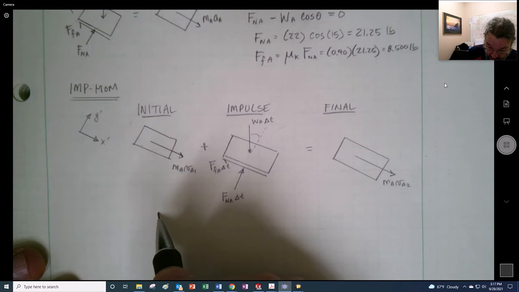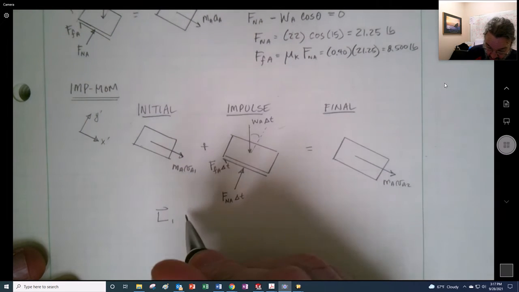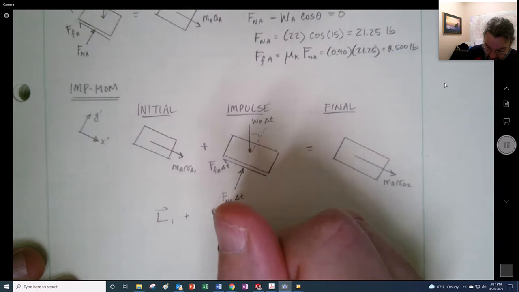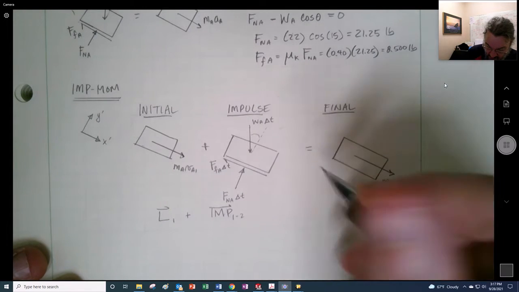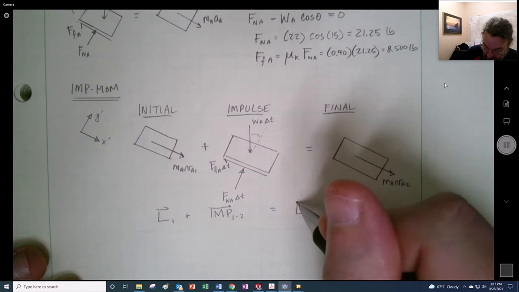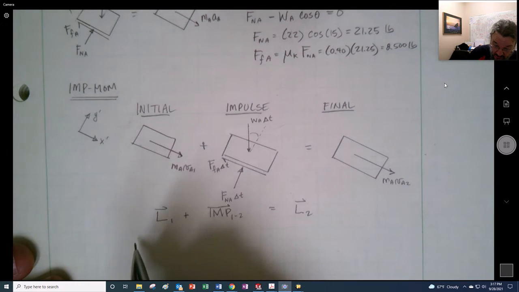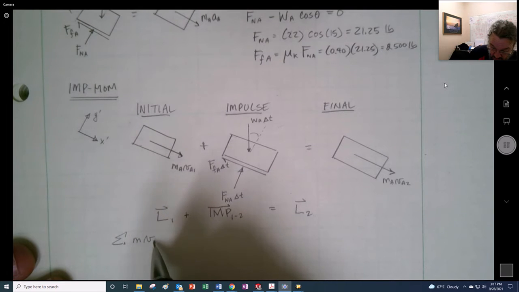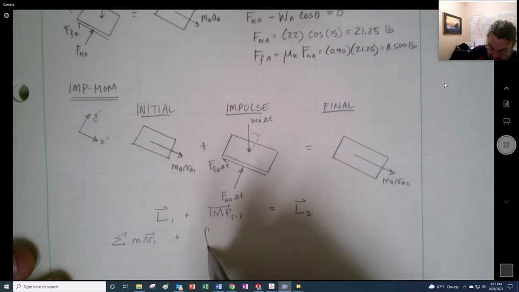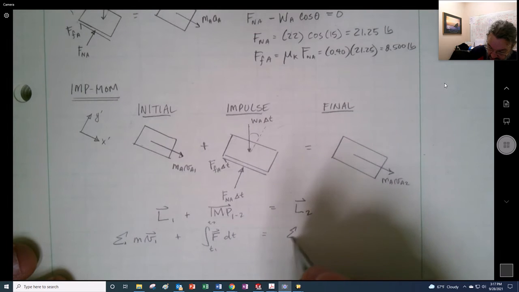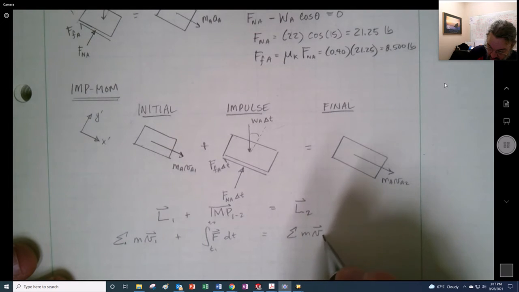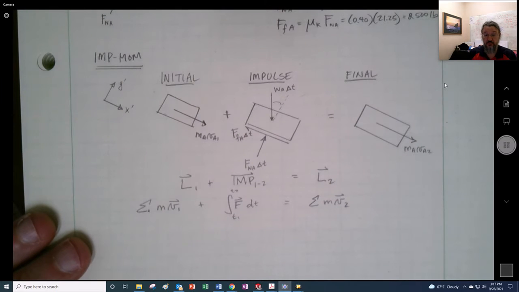If we're going to write out our main equation here, we'll say L1 plus the impulse 1 to 2, as a vector, is going to be equal to L2, and that's the linear momentum. And then write out the other equation for it: mV1 plus the integral of F as a vector dt from T1 to T2 equals the sum of the momentum afterwards.